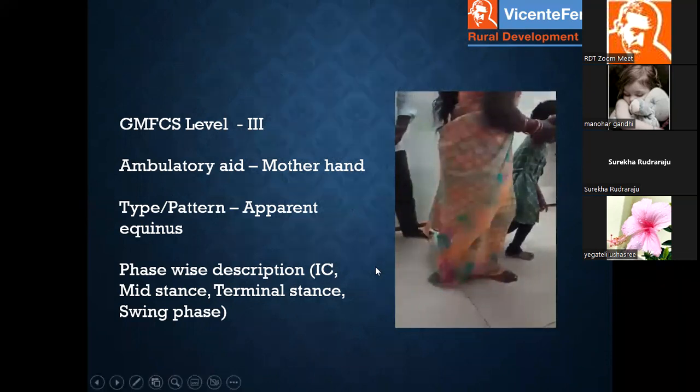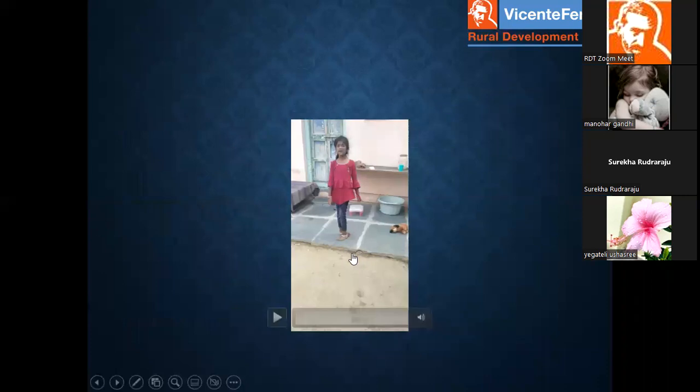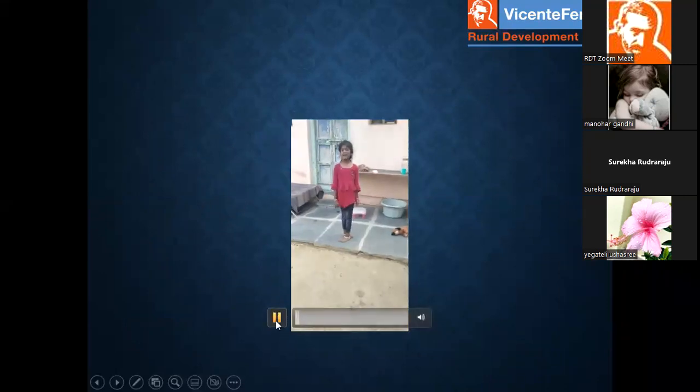So just by analyzing different phases, what's exactly happening? In the initial contact, we should be very clear. And in the stance phase, what's happening to the ankle, what's happening to the knee joint. In the swing phase, what's happening to the foot. There is clear-cut scraping there. So this is one type of gait. Just see.